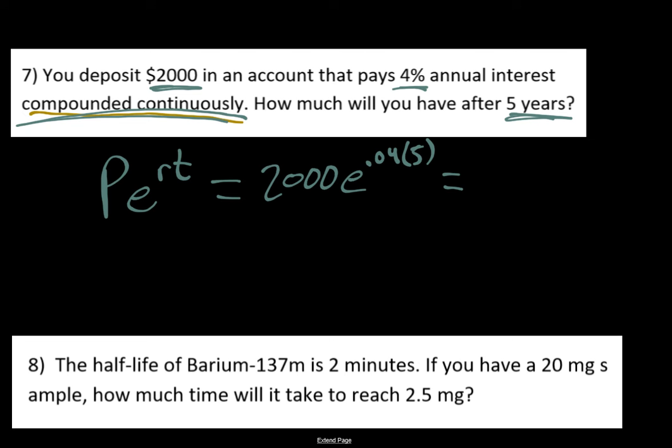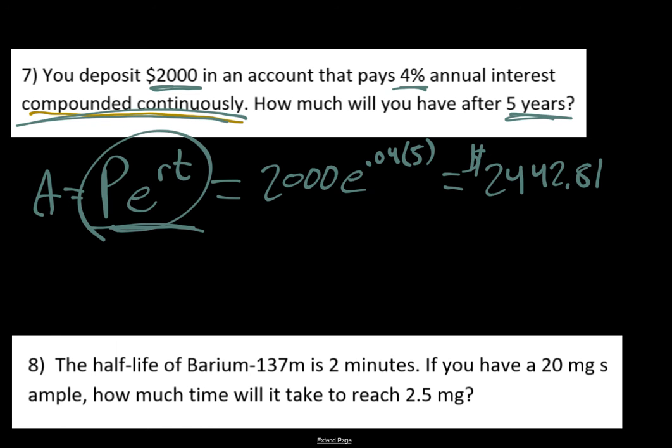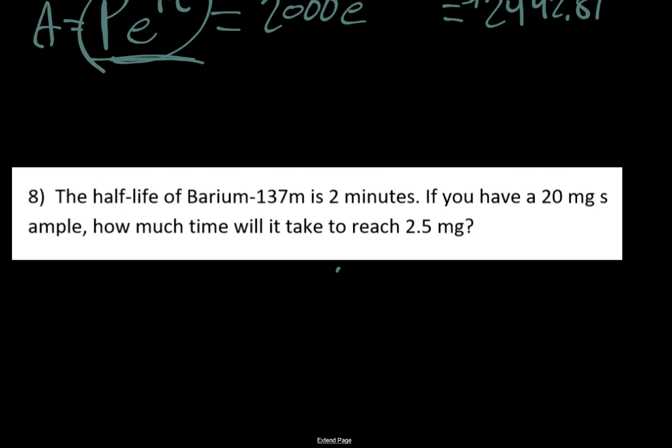Which when I do that, it gives me $2,442.81. Okay, so again, if you see compound continuously, make sure you're using this. And usually you'll see the formula has like a little A on the side. Okay, but this is what you're really doing right here. And then the last one is the half-life.